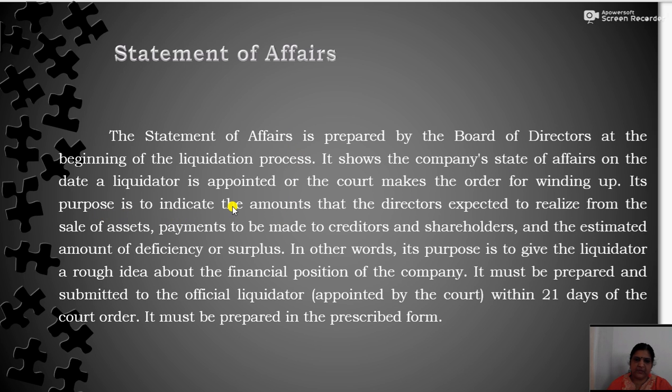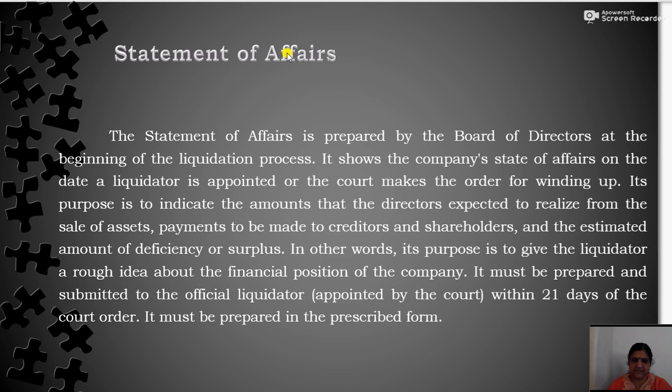Now its purpose is to indicate the amount that the board of directors expected to realize from the sale of assets, then payment to be made to the creditors and shareholders, and the estimated amount of deficiency or surplus. So the purpose of preparing the statement of affairs is to know what amount can be realized by selling the assets, then what amount is required to make payment to the debts and liabilities, and the expected deficiency or surplus after making payment of debts. In other words, its purpose is to give the liquidator a rough idea about the financial position of the company.